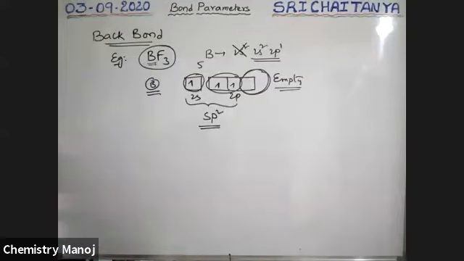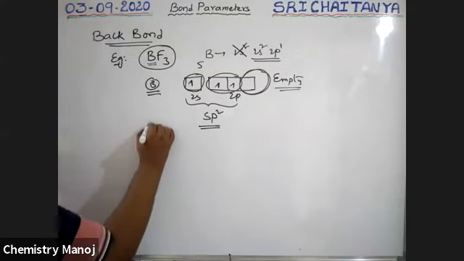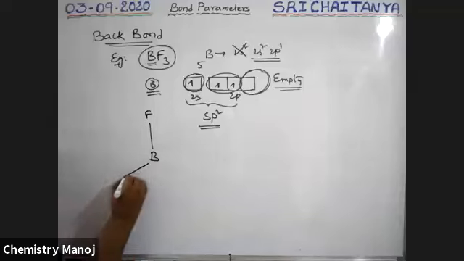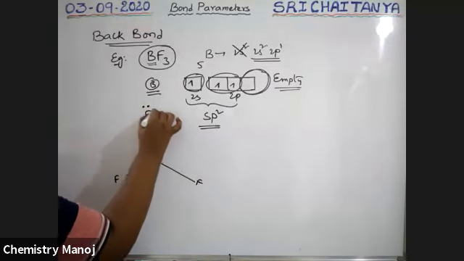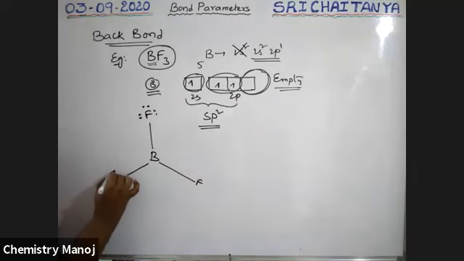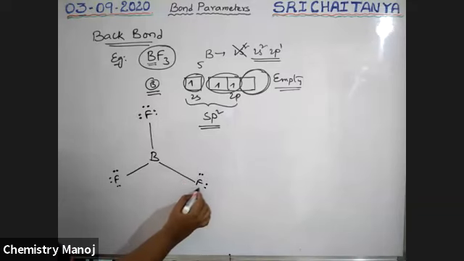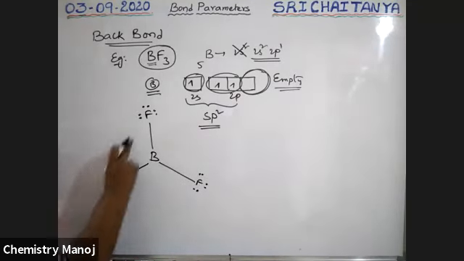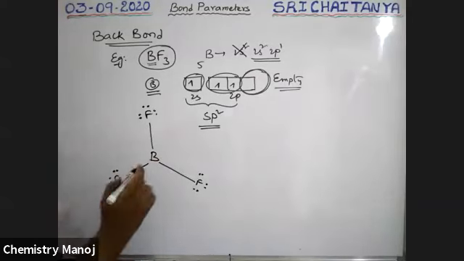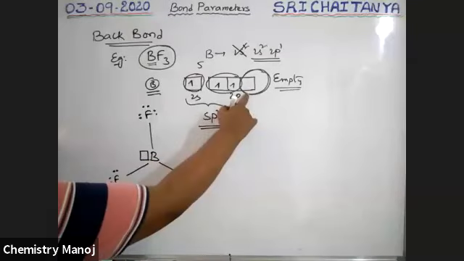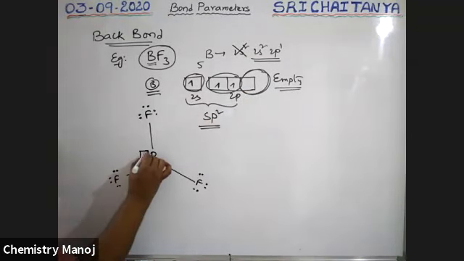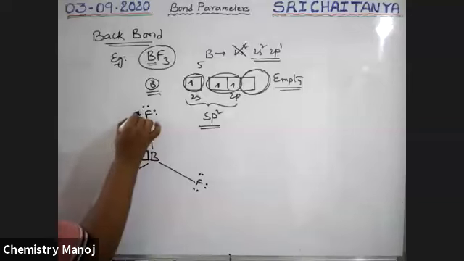See here, this is the structure: boron with 3 fluorines. Each fluorine has 3 lone pairs of electrons, as halogens generally do. This is a trigonal planar, planar molecule. Now there is an empty orbital at the boron, and there is a lone pair at fluorine.